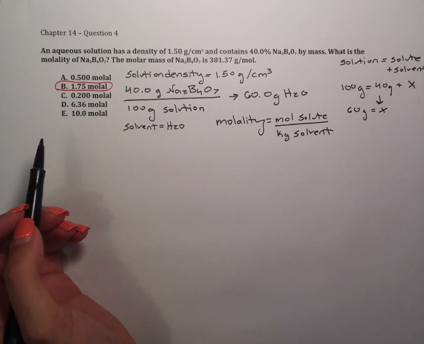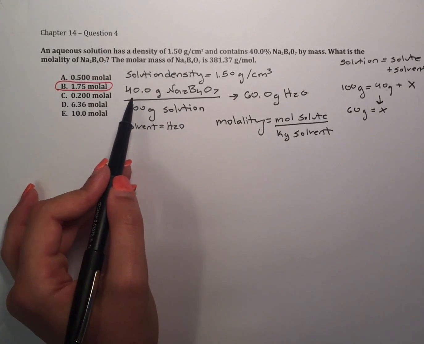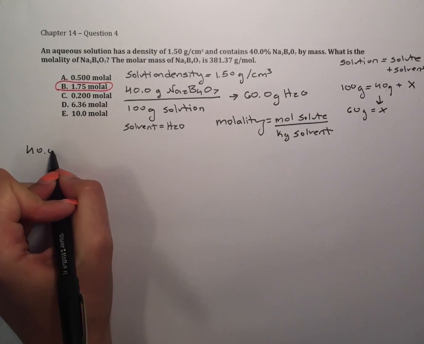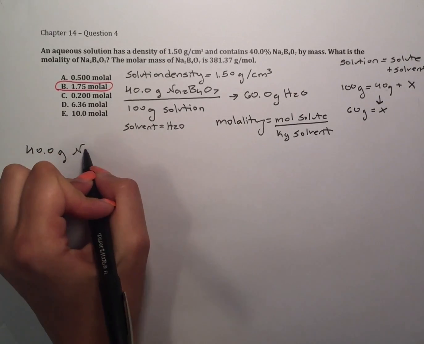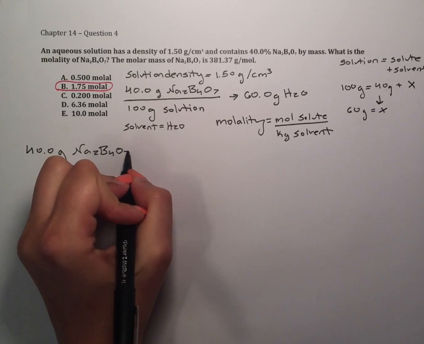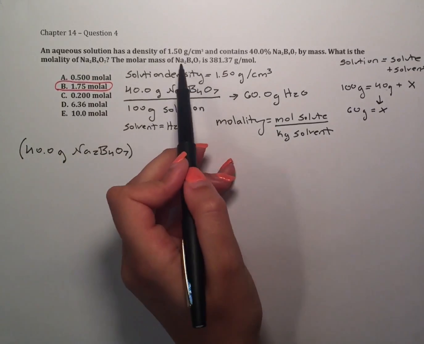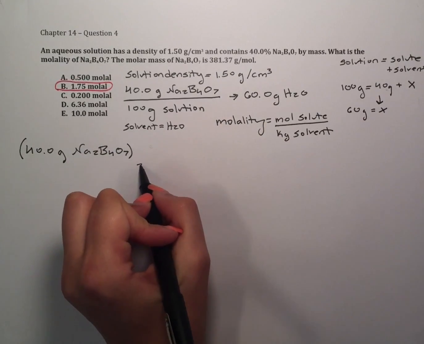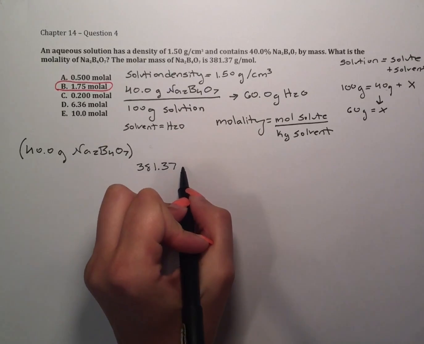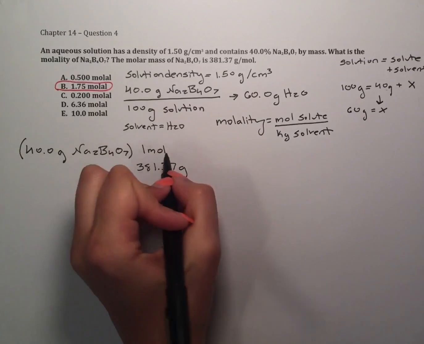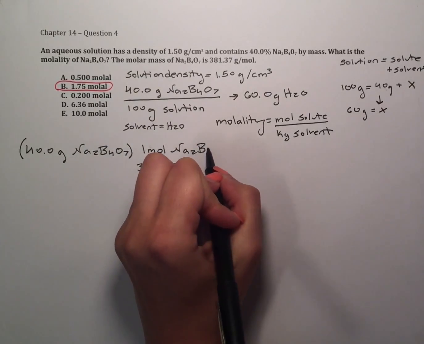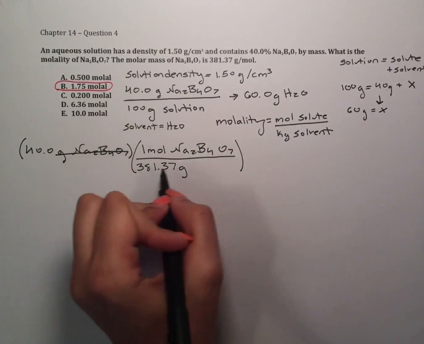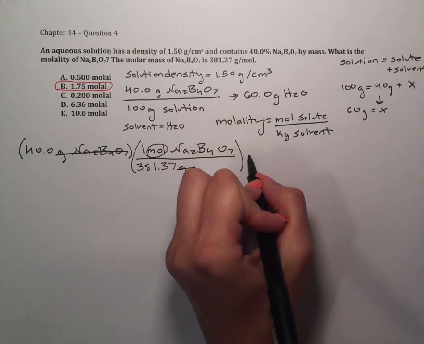Well, we weren't told how many moles of our solute we have, but we were told how many grams, and we were given the molar mass, so we can find our moles of solute. We were told we have 40.0 grams of Na2B4O7, and then from our molar mass, we were told that we have 381.37 grams per 1 mole of Na2B4O7. Let's just cancel out these units. We know we solved for mole correctly.